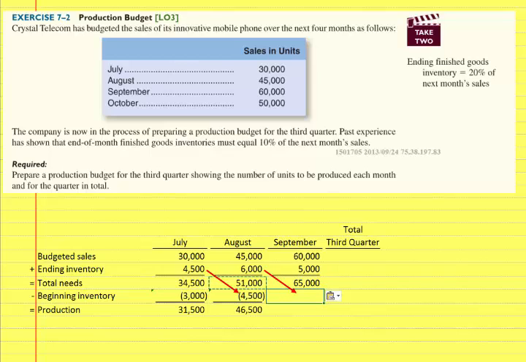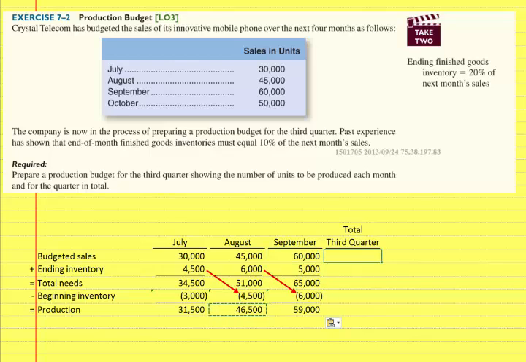Some of those needs are met by what's already there in beginning inventory, so my beginning inventory for September is going to be August ending inventory. So I write a formula right here, and I want that to be negative. I say minus, and I go up and point to August ending inventory of 6,000. And 6,000 of my 65,000 in September needs are met by beginning inventory, so I'm going to have to make, copy and paste, 59,000 units. I'm going to have to produce 59,000 units in September. That's required production for September.